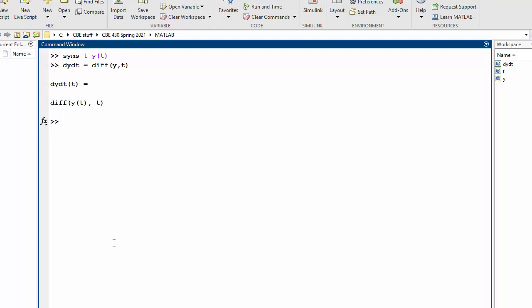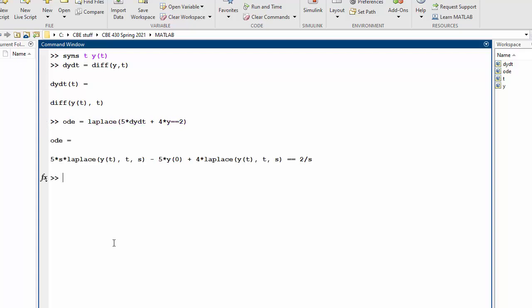Next, we'll write a differential equation that we used in one of the previous videos and take its Laplace transform. Don't forget that when writing equations, you need to use the double equal sign. The equal sign in MATLAB is the assignment operator, and the double equal sign is the equality. We'll give this a name. We'll call it ODE.